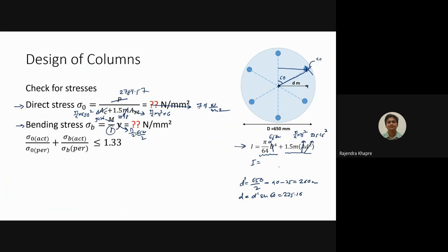Everything should be in mm. Okay, the small m value is 10.98. 9.172 into 10 to the power 9. Okay, just substitute the values over here, 9.172 into 10 to the power 9, and give me the value of bending stress, sigma B. 2.01.